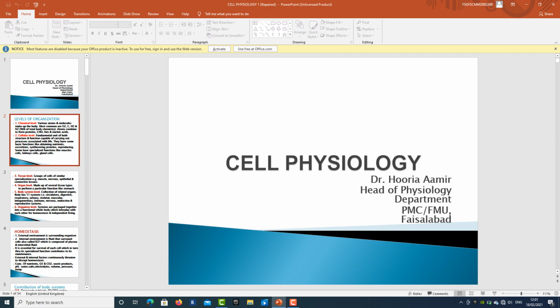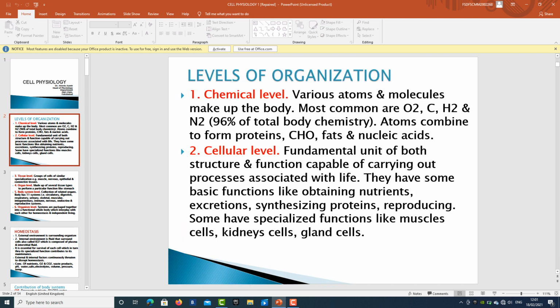Now, what do you know about the levels of organization in our body? Our body is actually the composition of so many chemicals, as you all know. And what are they? They are chemical levels. They are the various atoms and molecules that make up the human body. Most common are oxygen, carbon, hydrogen, and nitrogen. They are making the 96% of the total body chemistry. The atoms combine to form proteins, carbohydrates, fats, and nucleic acids. Then these chemicals actually join together to give rise to formation of a cell.